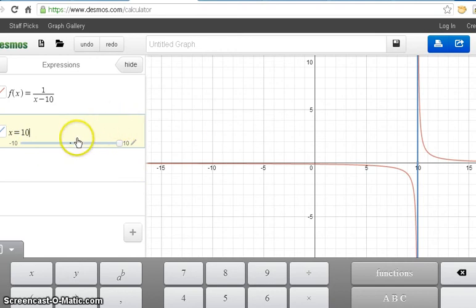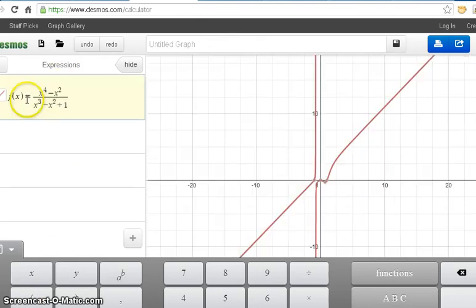So we talked about vertical asymptotes and we talked about horizontal asymptotes. Now we're going to talk about oblique asymptotes. And oblique is the same thing as slanted. So now here we have another rational function, and it's rational again because it has a polynomial in the numerator and a polynomial in the denominator. And as you can see here, this is the graph of this function.